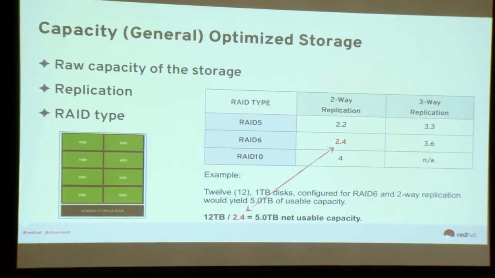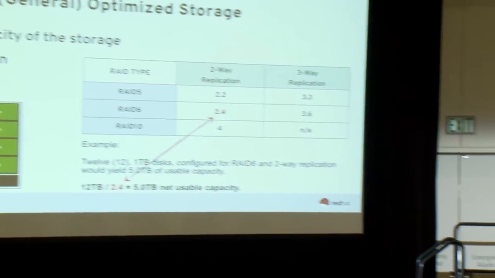If you want 12 1-terabyte disks configured for RAID 6 and 2-way replication, then what you do is 12 terabytes divided by 2.4. That gives you the 5 terabyte net capacity, and that's what you would use. If you need 100 terabytes, then you would divide 100 by 5. That is 20 servers is what you would need. So that's the way to calculate capacity.